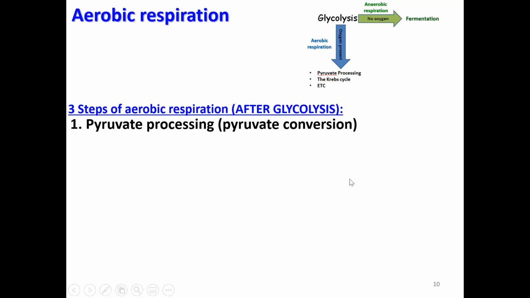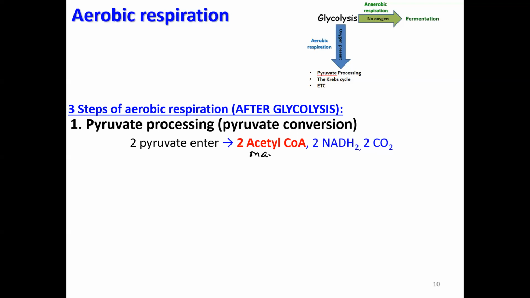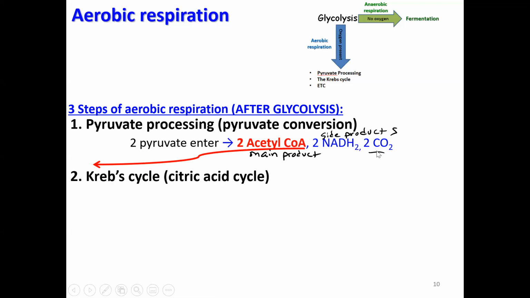So pyruvate gets processed. It's called pyruvate conversion. I don't know which way you learned it in intro bio, so I'll give you both phrases. So in that, here's the equation. 2 pyruvate enter. The main product is in bright red. The side products are in blue. So I'll put here, main product, side products. Oh, look, CO2 is a product of cellular metabolism. It is. All right, Acetyl CoA goes on to the Kreb cycle, known as the citric acid cycle.